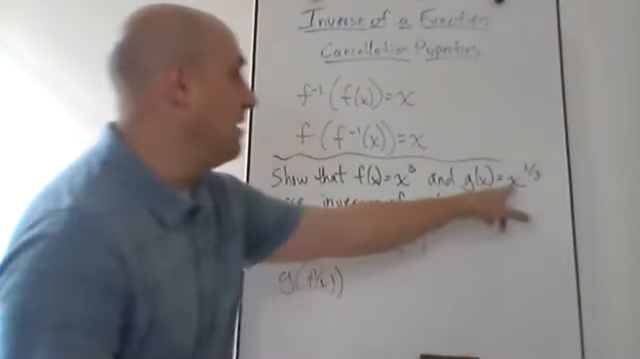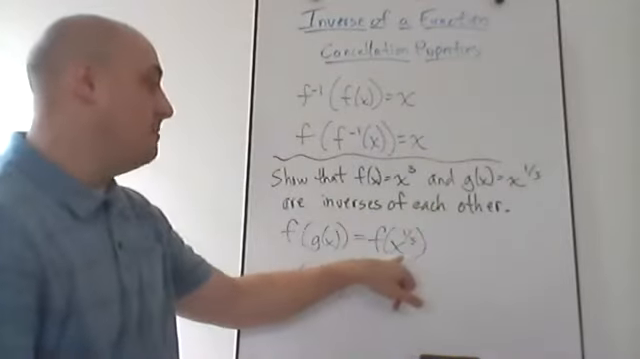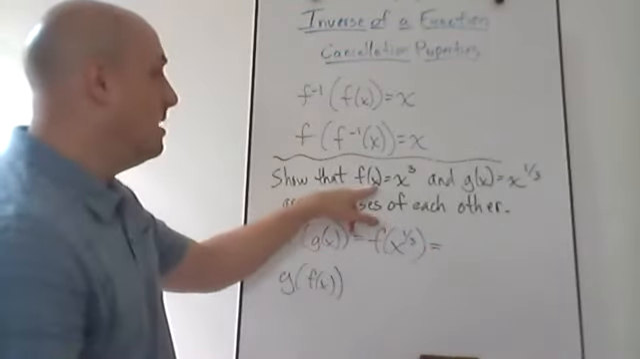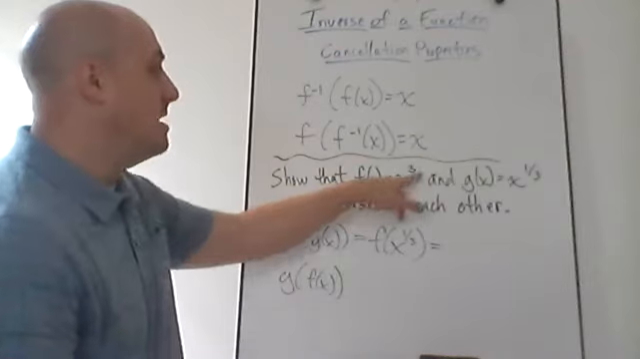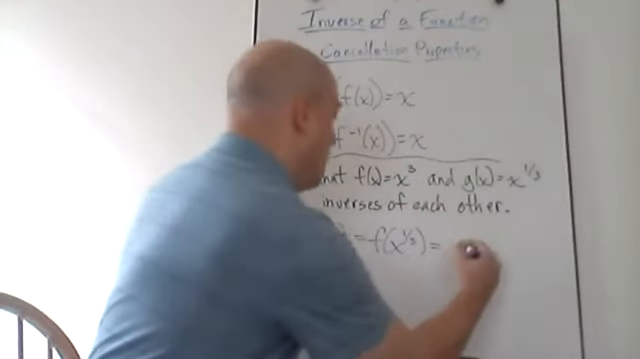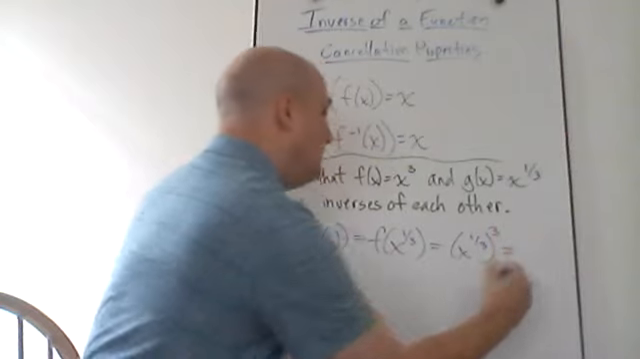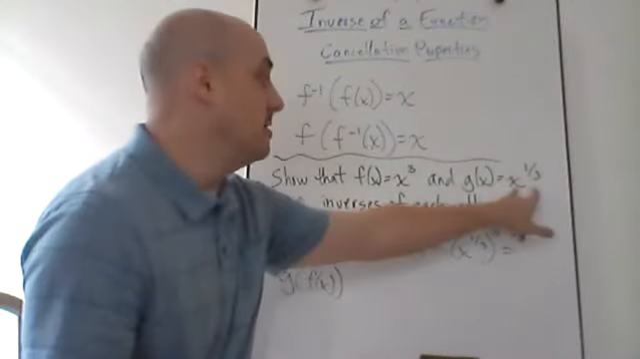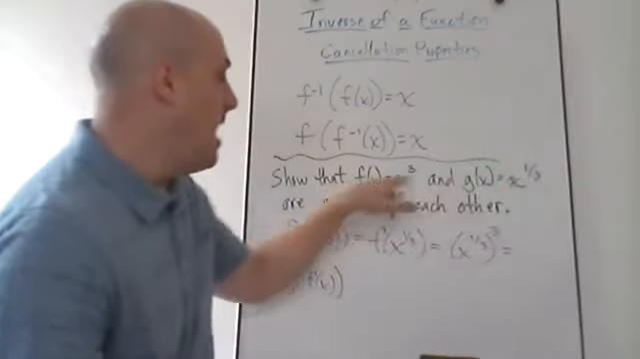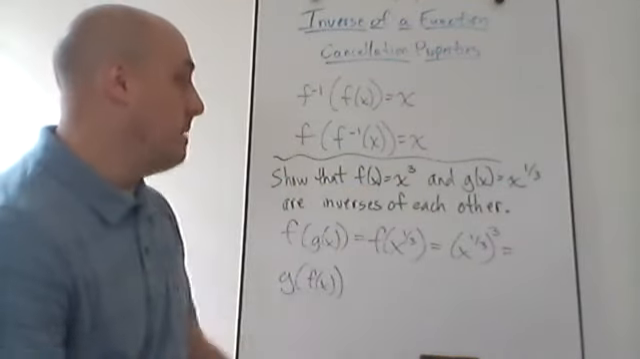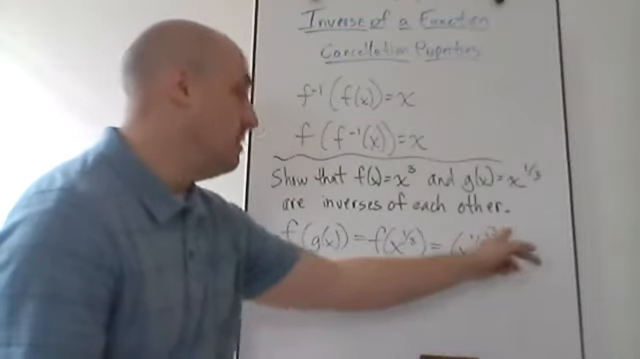So that g of x function, x to the 1/3, becomes my input into the f function, and the f function says take whatever's in those parentheses and raise it to the 3rd power. So I do x to the 1/3 power raised to the 3rd power. Again, I'm taking this g function, x to the 1/3, and putting that in place of the x in the f function and raising it to the 3rd power. So it's x to the 1/3 to the 3rd power.